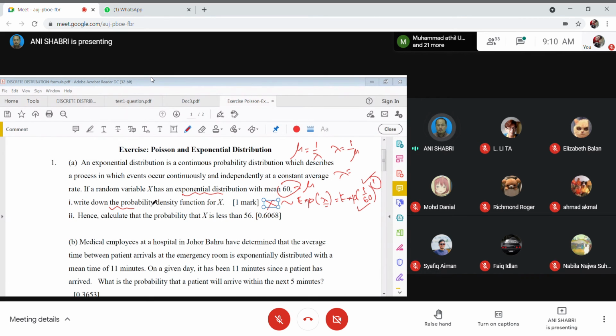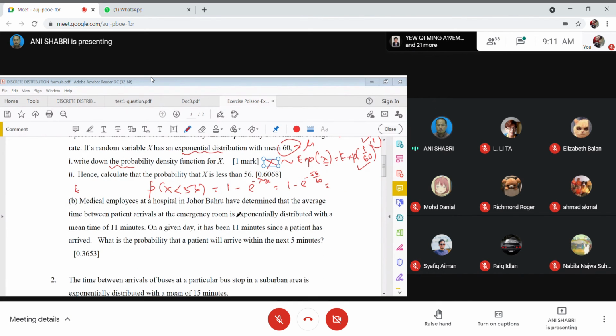This one is straightforward. Calculate the probability X is less than or equal to 65. For exponential, it is equal to 1 minus e to the negative lambda x, where lambda is 1/60 and x is 65, so we get 65 divided by 60. You can calculate it.